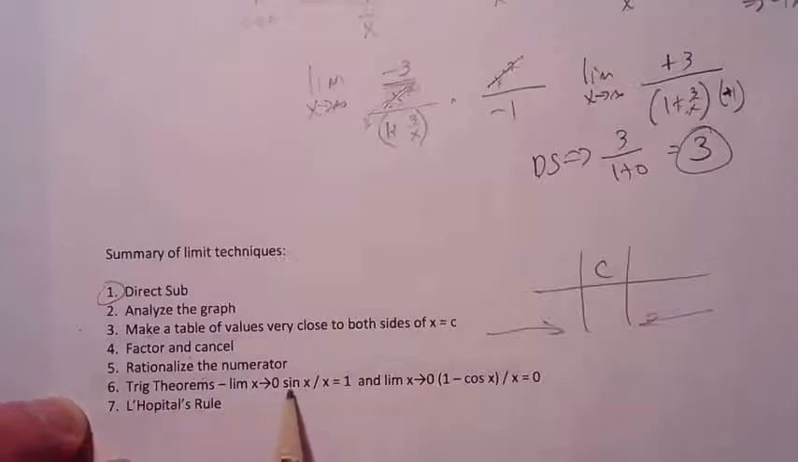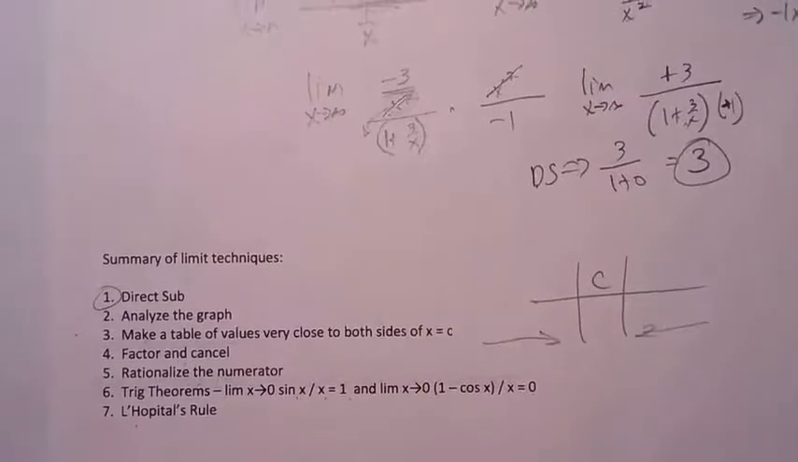Trig theorems, remember that as x approaches 0, sine of x over x becomes 1 in the limit, and as x approaches 0, 1 minus cosine x over x becomes 0. And then L'Hopital's rule if you have an indeterminate form as well. On the homework, they're going to ask you on a lot of the problems to show an old technique along with L'Hopital's rule. These are really good techniques to show in those problems. So give them a shot.